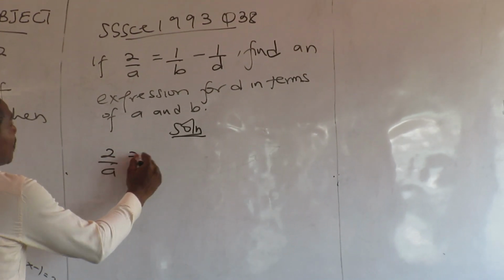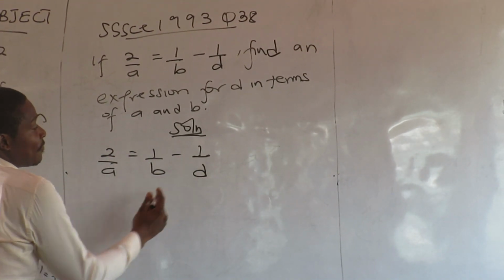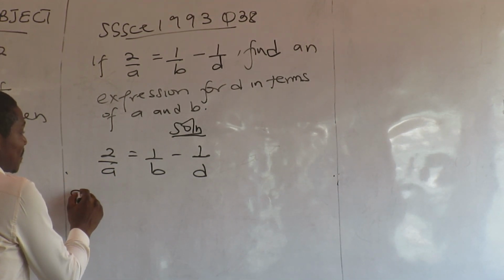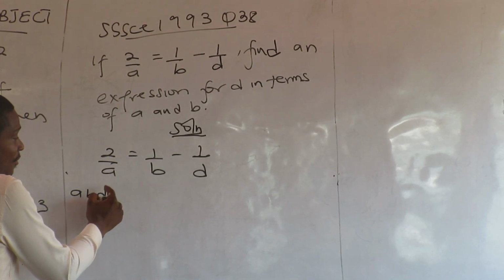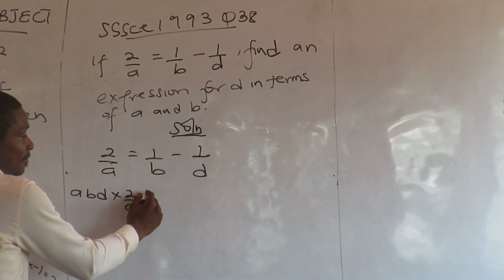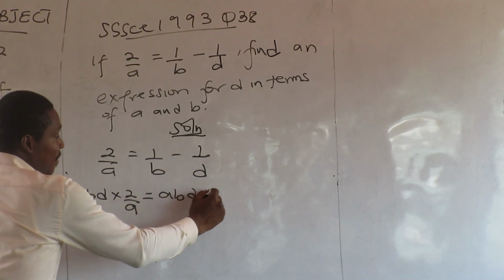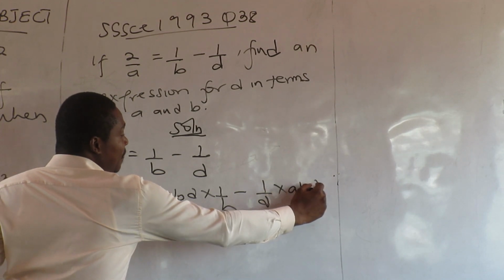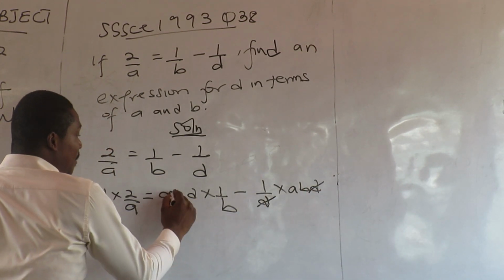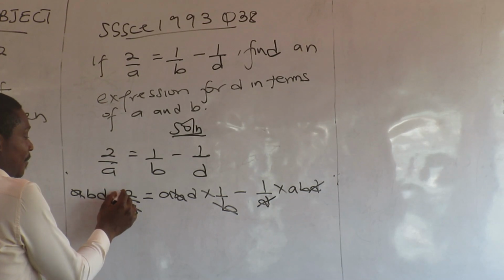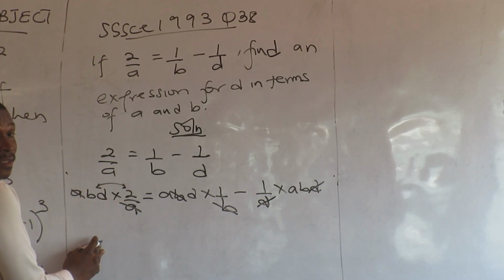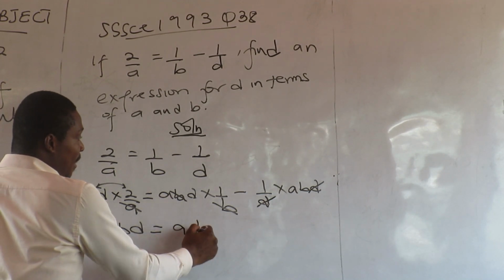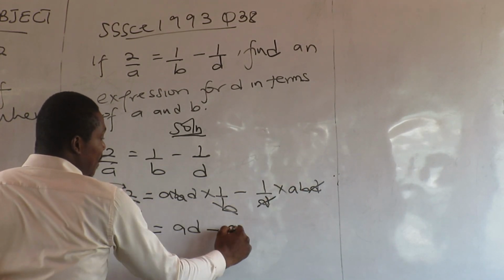2 over A equals 1 over B minus 1 over D. We have various approaches here, right? I can decide to multiply through by the LCM, that is ABD. So ABD times this, ABD times 1 over D. ABD cancels, AD cancels. Now this and this together, do you see? I get 2BD equals AD minus AB.